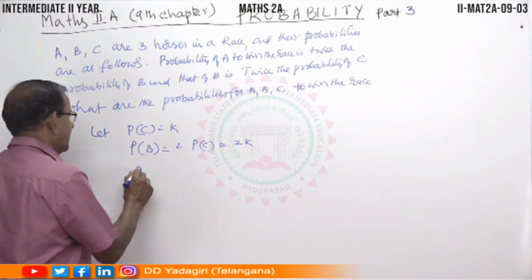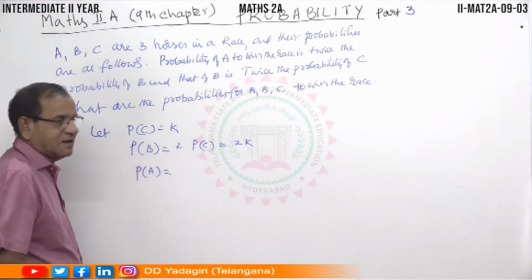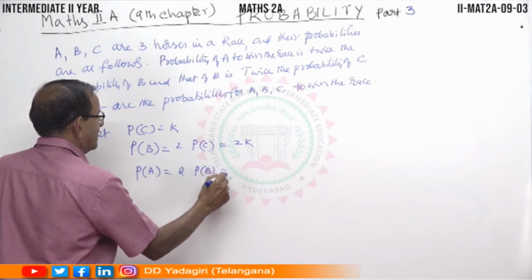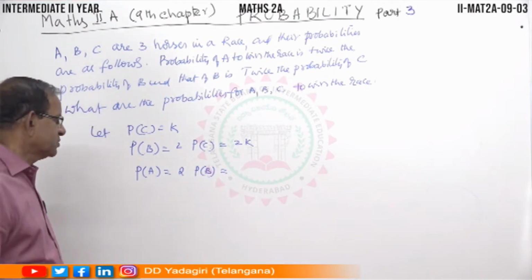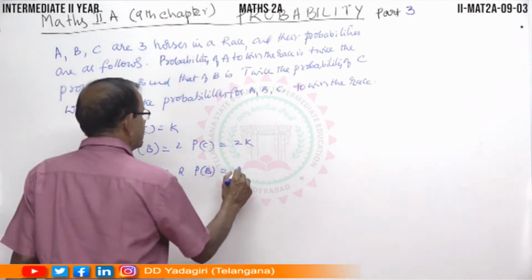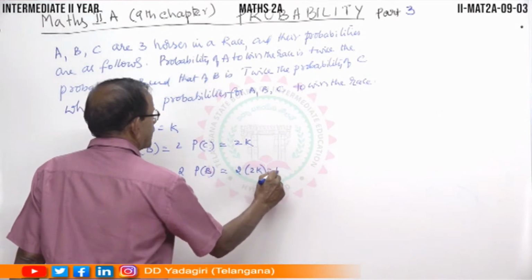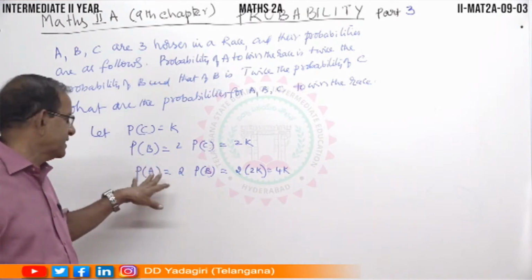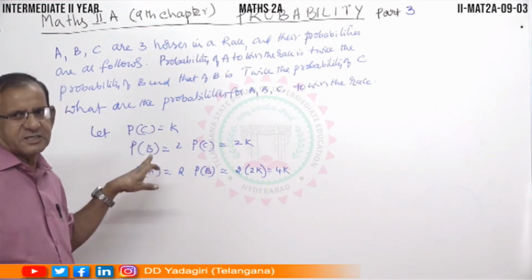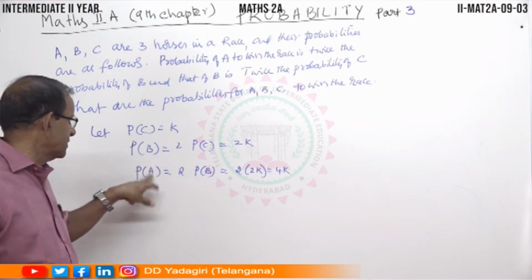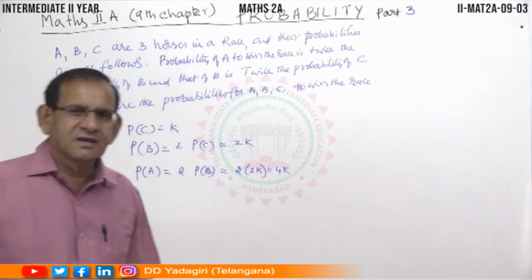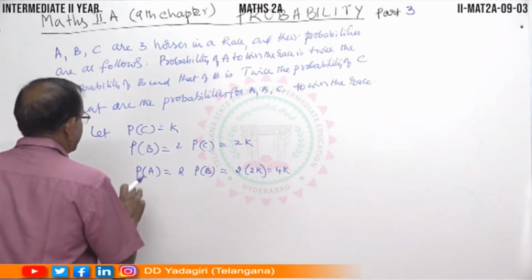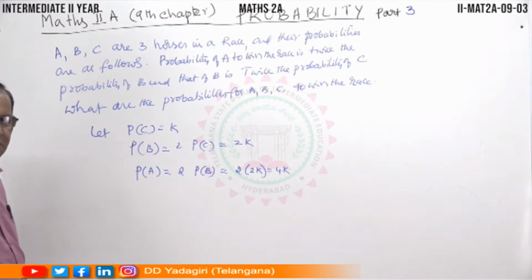Now what about P(A)? The probability of A is twice the probability of B. So that is 2 into 2K, that is 4K. Because no other horses are there in that race, these 3 are exhaustive events. So the sum of these 3 probabilities must be 1, because only one of them will definitely win. So P(A) plus P(B) plus P(C) must be equal to 1.